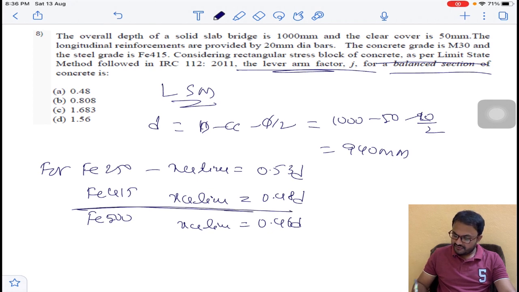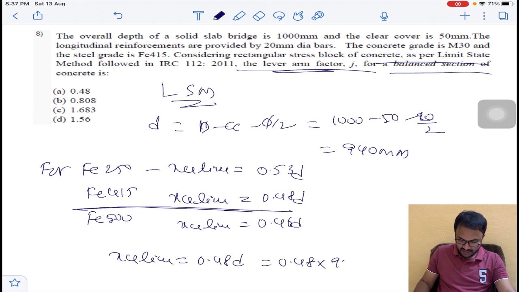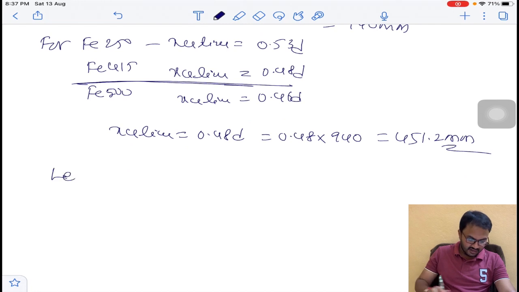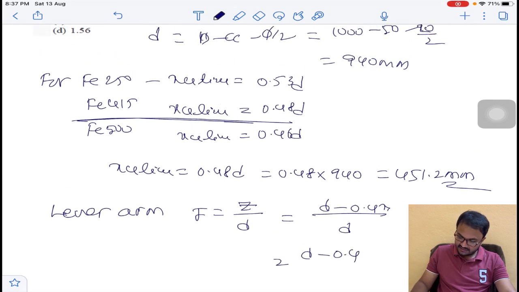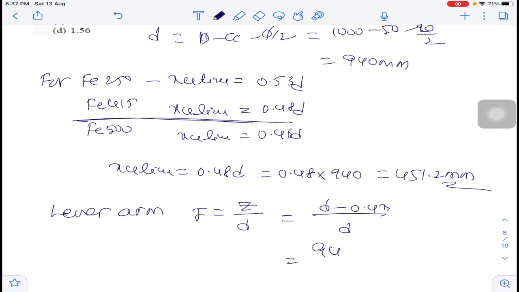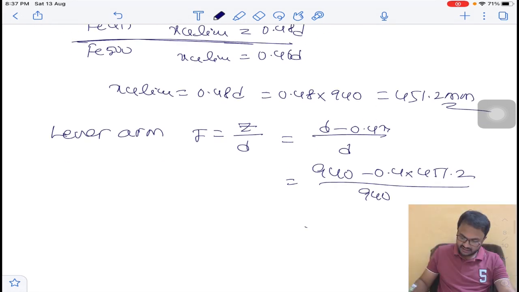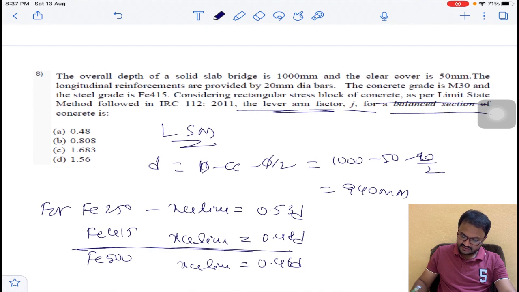Clear? So now for Fe 415, the XU lim will be 0.48 D. That is 0.48 into 940. It will be 451.2 mm. Clear? So now lever arm J is equal to Z by D. So that is equal to D minus 0.4x divided by D. D is 940, minus 0.4 into 451.2, divided by 940. So it will become 0.808 is the answer. So option B for question number 8.